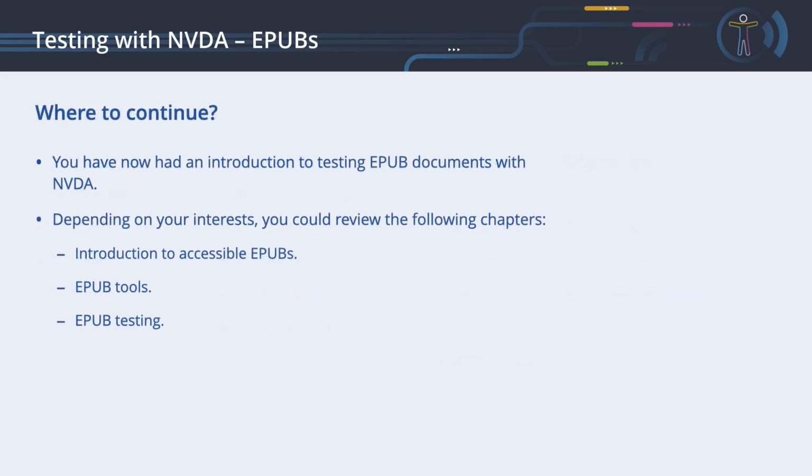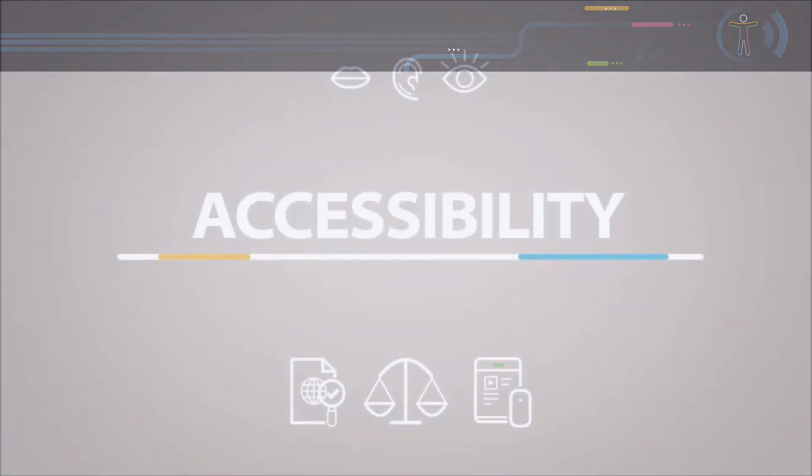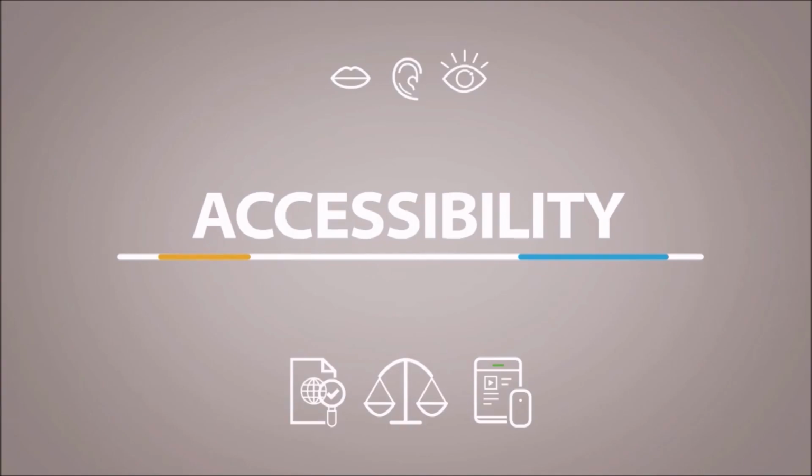Where to continue? You have now had an introduction to testing EPUB documents with NVDA. Depending on your interests, you could review the following chapters: Introduction to Accessible EPUBs, EPUB Tools, EPUB Testing, Accessibility.